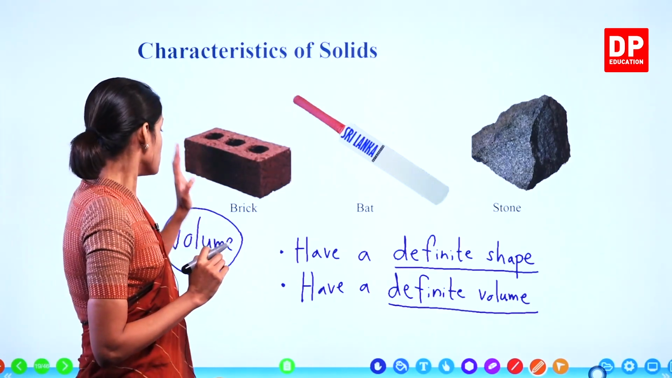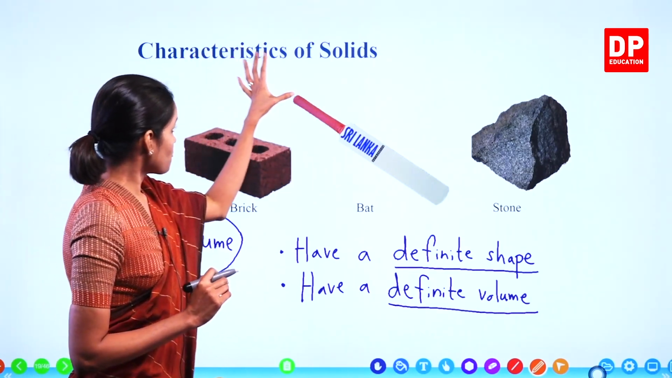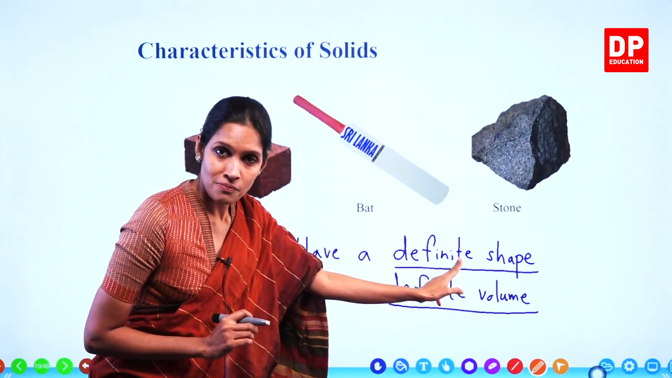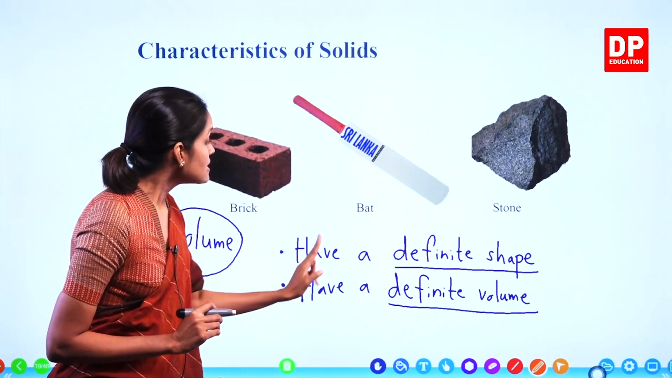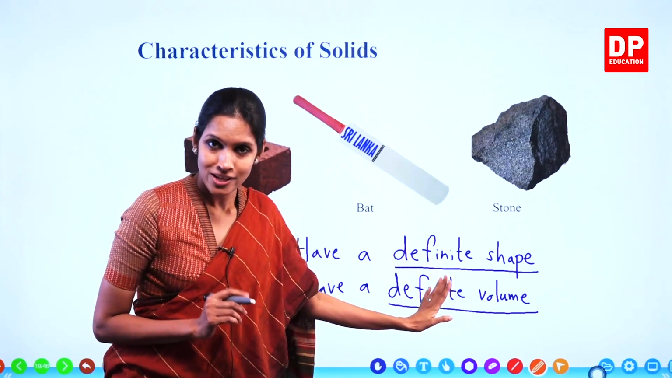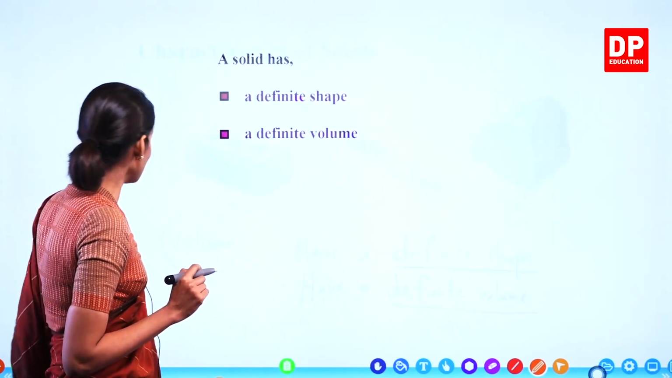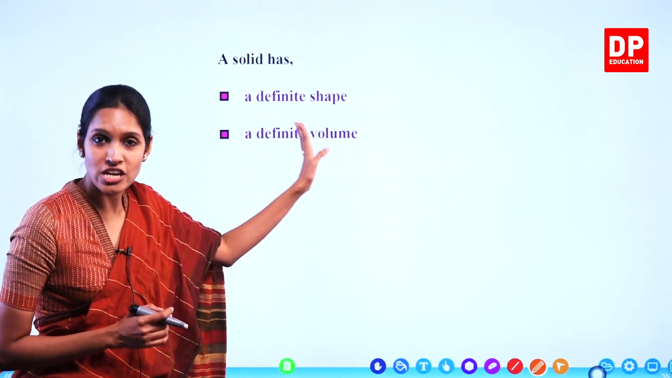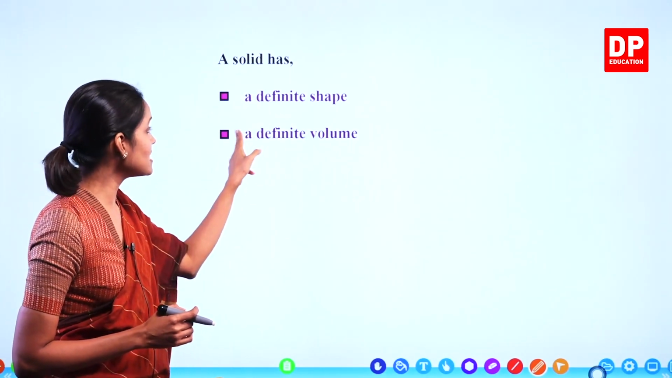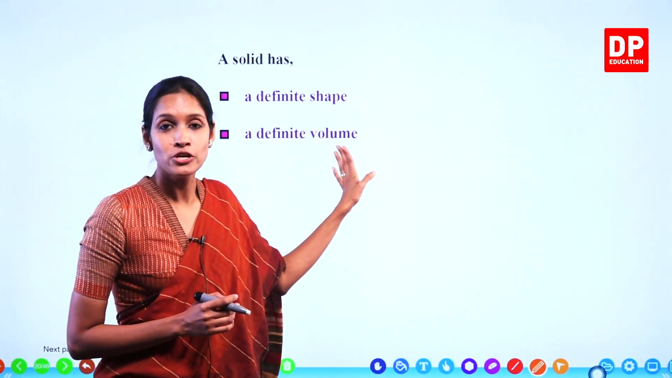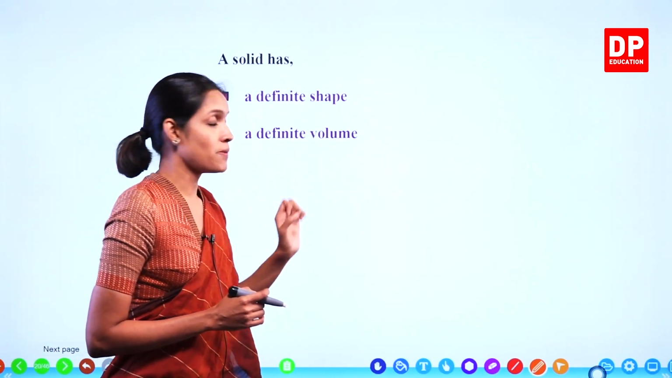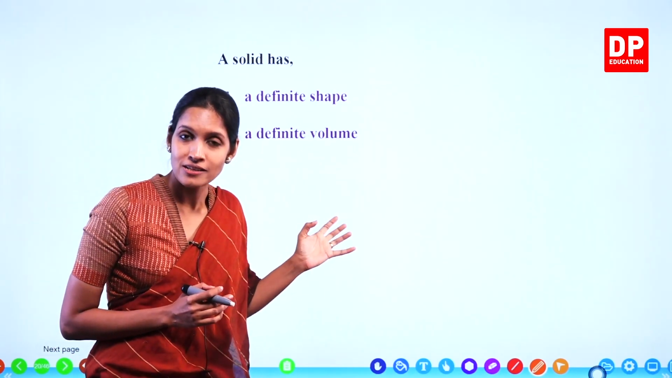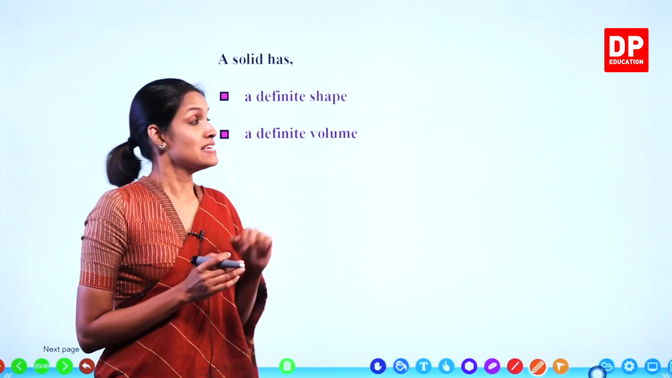Understand, children? So, characteristics of solids. Solids have a definite shape. Solids have a definite volume. Understand? Okay. So a solid has a definite shape. A solid has a definite volume. So when we discuss the shape and the volume, these are the special characteristics of a solid. Did you understand, children? Right.